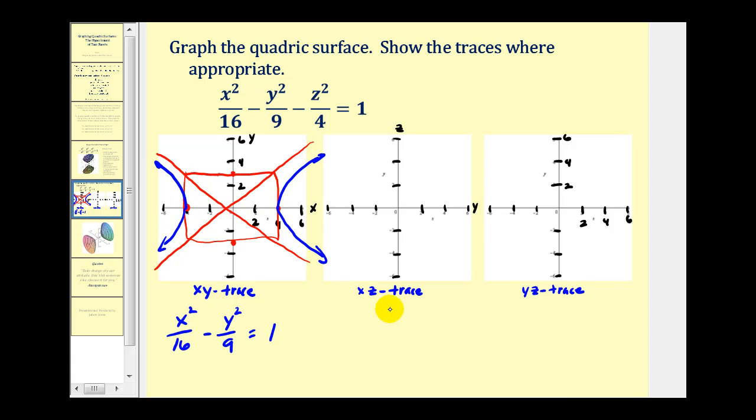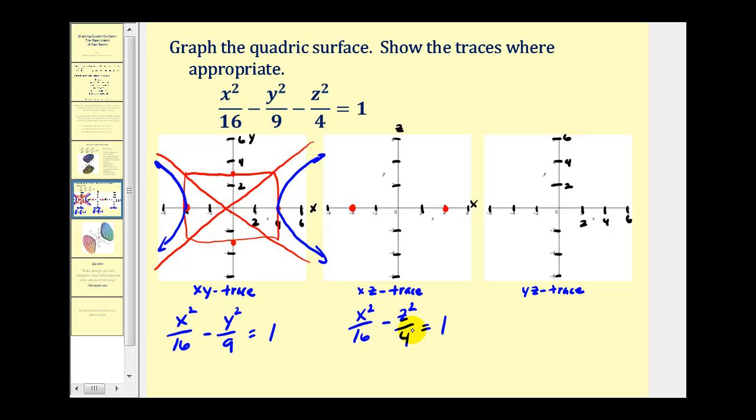Now let's take a look at the xz trace. To find this trace, we'll set y equal to 0. So now we'll have x squared over 16 minus z squared over 4 equals 1. So we have another hyperbola, which is what we expect, 2 hyperbolas and 1 ellipse. Since the x term is positive, it will open left and right along the x-axis again. And since a squared is equal to 16, a is 4. So we'll plot a point 4 units to the right, 4 units to the left.